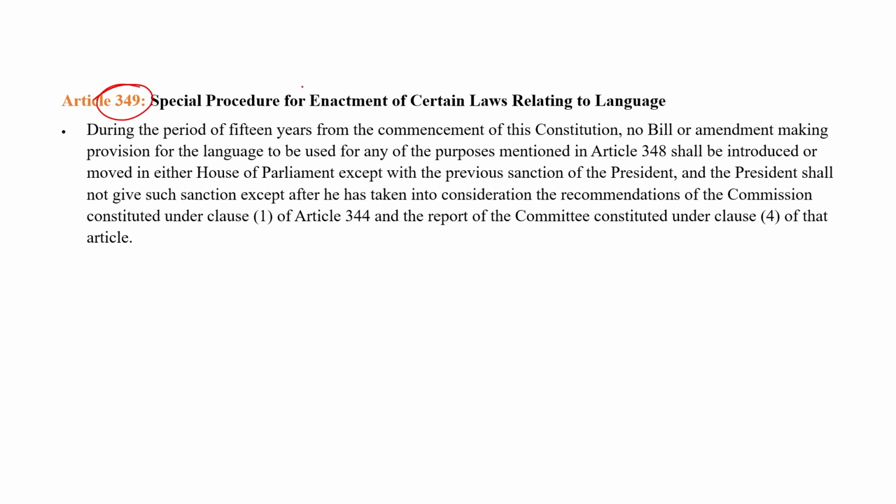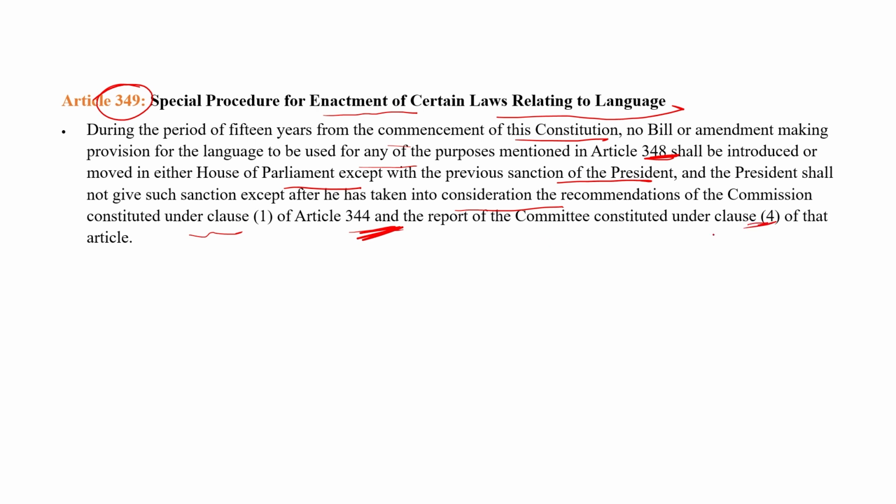Article 349 explains the special procedure for enactment of certain laws related to language. It says that during the period of 15 years from the commencement of the Constitution, no bill or amendment making provision for the language to be used for any purpose mentioned under Article 348 shall be introduced or moved in either house of Parliament except with the previous sanction of the President, and the President shall not give such sanction except after he has taken into consideration the recommendation of the commission constituted under clause 1 of Article 344 and the report of the committee constituted under clause 4 of that article.